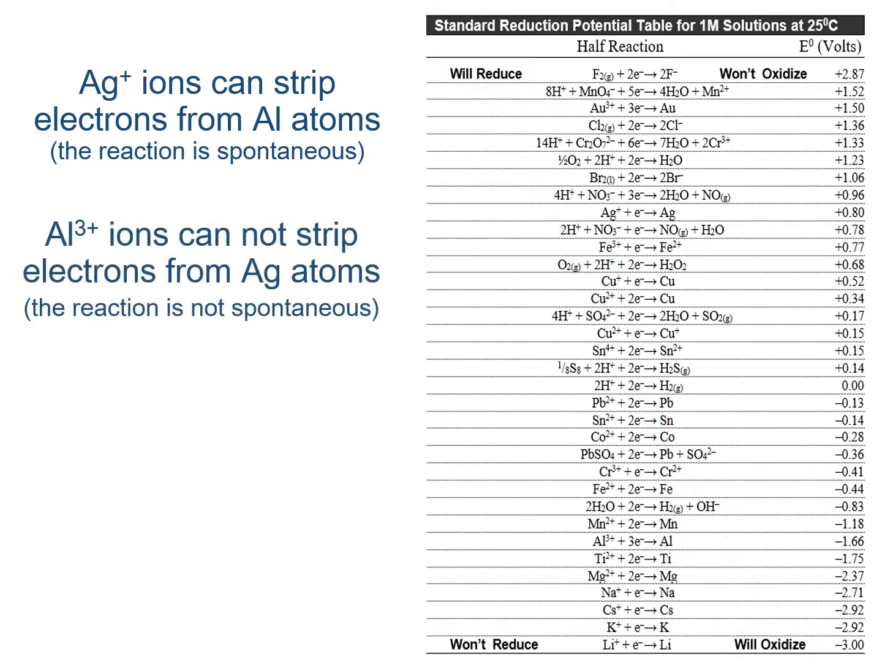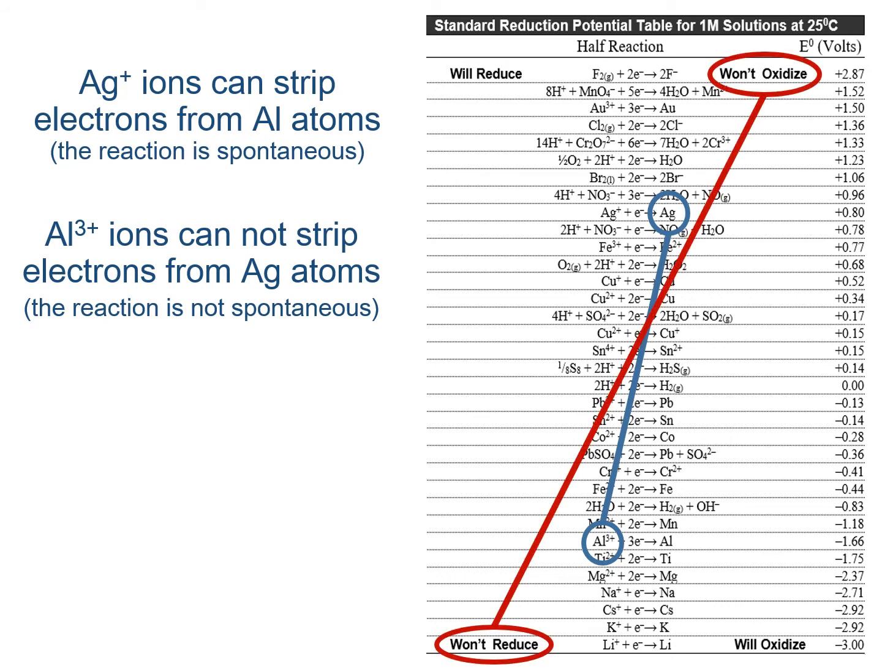If I look at Al3+, there it is, and I look at silver, there it is, it lines up in this direction. And that is a won't. Won't oxidize, won't reduce in this position. That means that Ag will not give up electrons to aluminum ion because silver is stronger. Silver wants the electrons more.